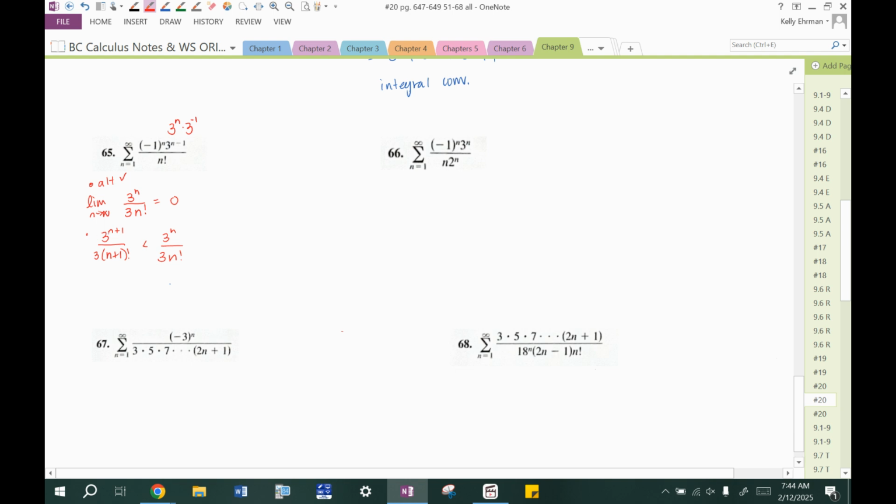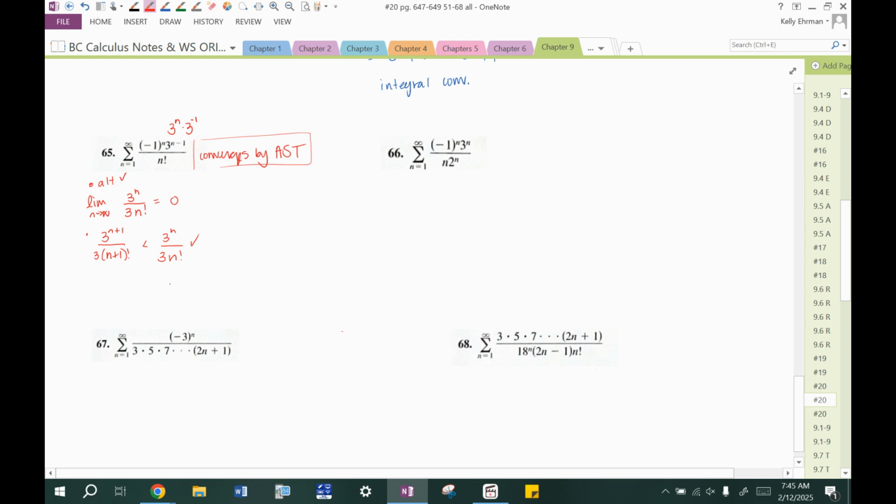Because 3 to the n plus 1, that 3 to the first will cancel with that one. So you really are comparing 3 to the n. You're comparing it to n plus 1 factorial versus n factorial times just an extra 3. Anyway, converges. I'm over-explaining, I think. Converges by alternating series test.